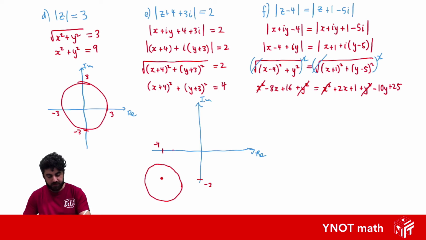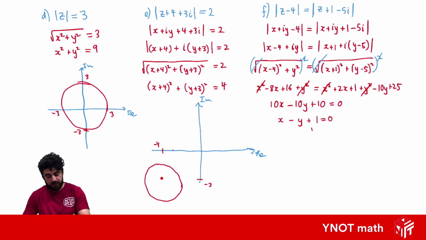And let's bring everything together. So let's take everything to the right hand side. So plussing 8x to both sides gives us 10x. We've got our minus 10y on that side. And minusing, so we've got 1 plus 25 on this side, which is going to give us 26. And minusing 16 from 26 is going to give us 10. Divide everything by 10, we get x minus y plus 1 equals 0.